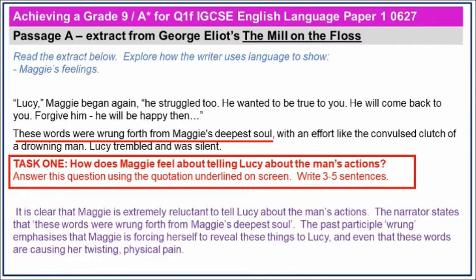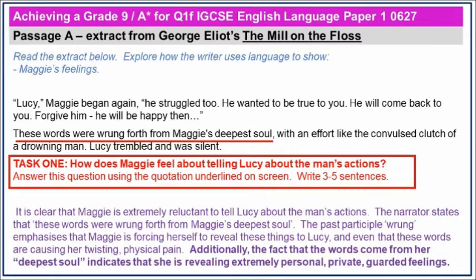But does it need to be developed further to get the grade 9? Yes. Here is the development. Additionally, the fact that the words come from her deepest soul indicates that she is revealing extremely personal, private, guarded feelings.